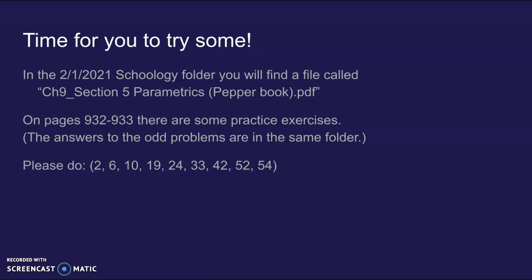All right, so that's it for my presentation today. If you go into today's Schoology folder, you are going to find a file called Chapter 9, Section 5 Parametrics Pepper Book. And in that, there's a whole explanation of parametrics that's, I think, better than your book, which is why I've given it to you. And there's some problems I would like you to do. There's also a file in that same folder that has the answers to the odd problems, and number 19 and 33 are odd problems. So if you want to check your answers after you've tried the problems, you can do that.